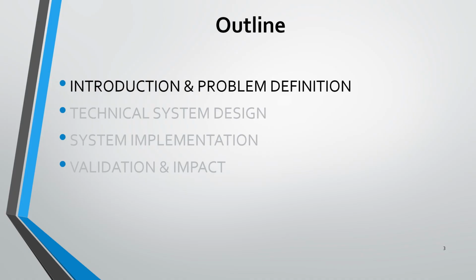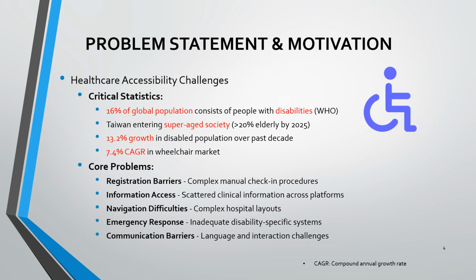Now, we will talk about the introduction and the problem definition of our paper. Nowadays, we face healthcare accessibility challenges. The critical statistics show that 60% of the global population consists of people with disabilities. In addition, Taiwan enters a super-aged society. Besides, there is a 13.2% growth in the disabled population over the past decade.